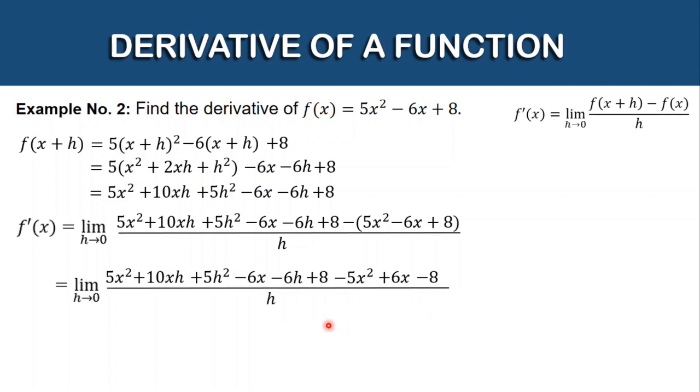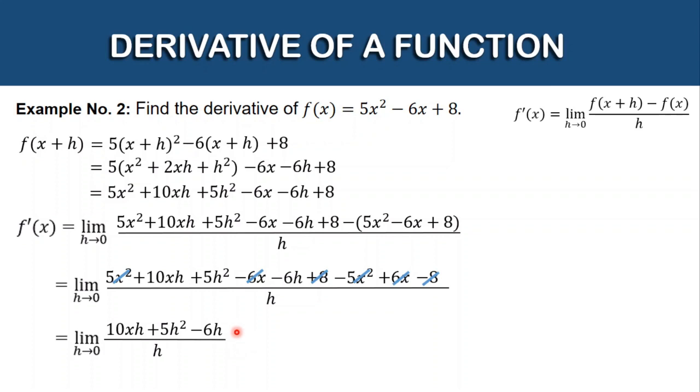And now, we can combine yung mga like terms natin. Like 5x squared and negative 5x squared. So, pag sinimplify natin yan, 0 na silang dalawa. Then, this, negative 6x and positive 6x. So, cancel na din natin yan. Same goes with positive 8 and negative 8. Cancel na din natin sila. And the remaining terms here are 10xh plus 5h squared minus 6h all over h.